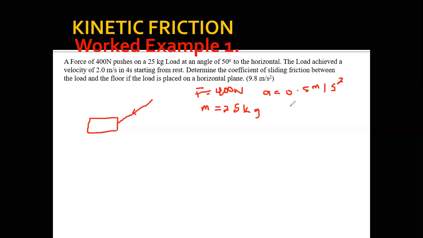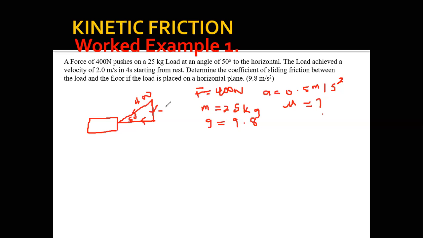Okay, and we are to find the coefficient of kinetic friction. G has also been given to us, 9.8. The force is 400, so we have 400 here. Then the angle here is, I think, 50 degrees. So we got 50 here. Once we resolve this force, the alternative route will be down and to the left, so this will be a negative vector.